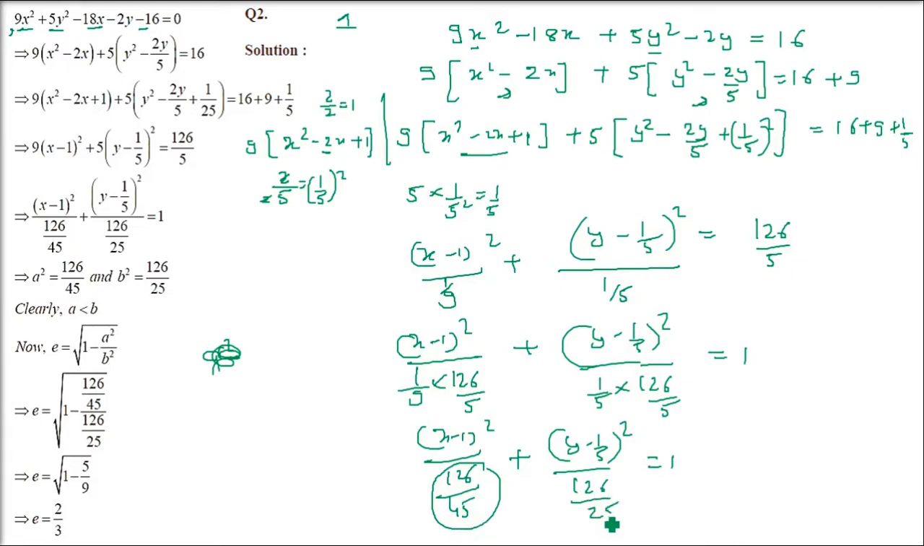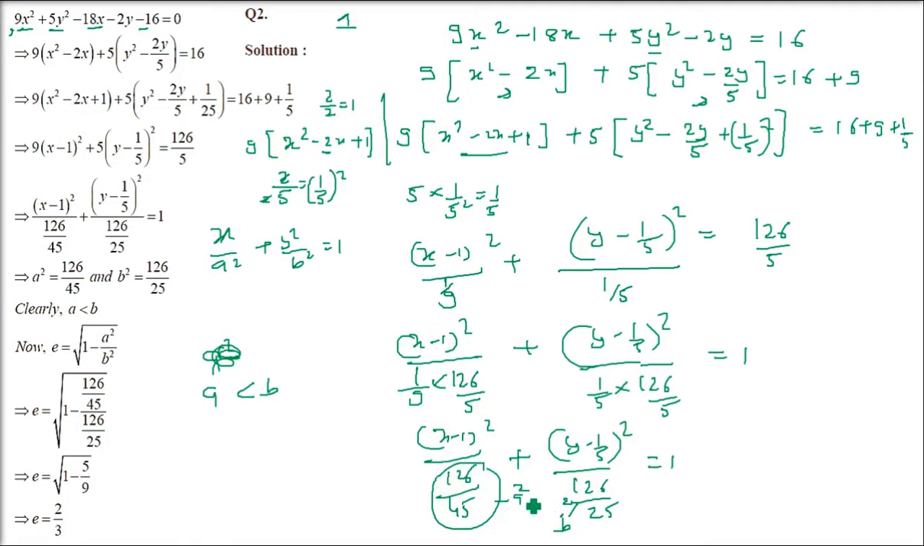One more thing is there: 126 by 45 and 126 by 25. Which one is higher? Which one is lower? 126 by 45 is lower than 126 by 25. So A is less than B here. That is, we are talking about a vertical ellipse, not a horizontal ellipse. A is less than B, right? So here we have, 126 by 45 is A square. So x square by A square plus y square by B square equals 1.